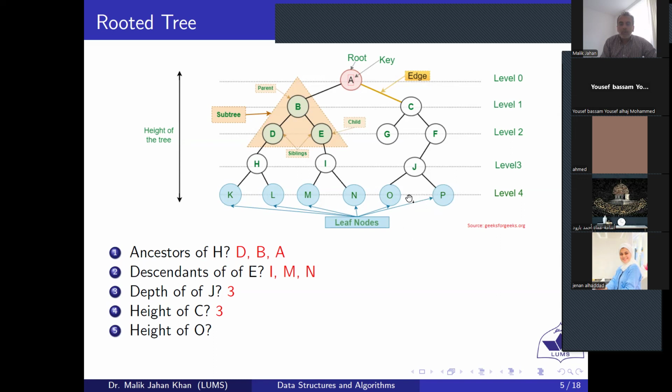Height of O. O is a leaf node, so it does not have any children, so its height is 0. Height of A, which will also be the height of the tree. So the number of edges from, yep, go ahead.